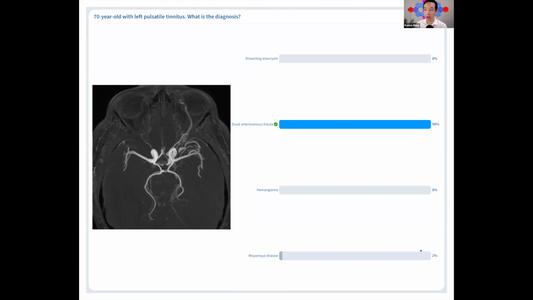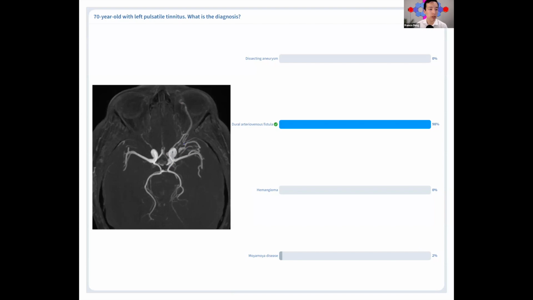The correct answer that nearly everyone chose was dural arteriovenous fistula. What we see here is a time of flight angiogram and a maximal intensity projection. And on this image, you should only see arteries, but instead there's abnormal flow-related enhancement in the left cavernous sinus. That's this blobby thing right here next to the cavernous internal carotid artery. And in addition, you see flow-related enhancement in the left superior ophthalmic vein, which is over here, coursing into the orbit over here.